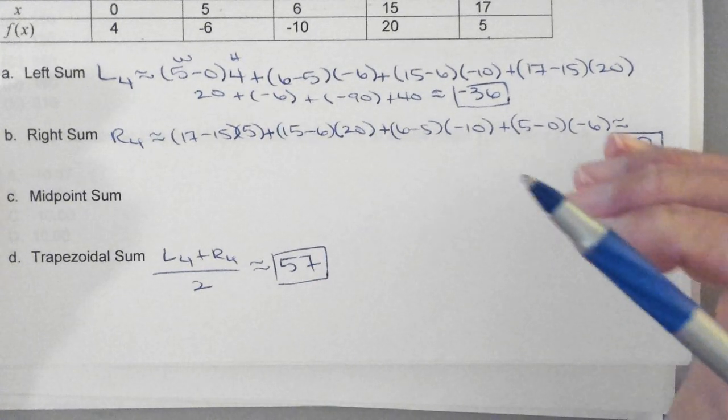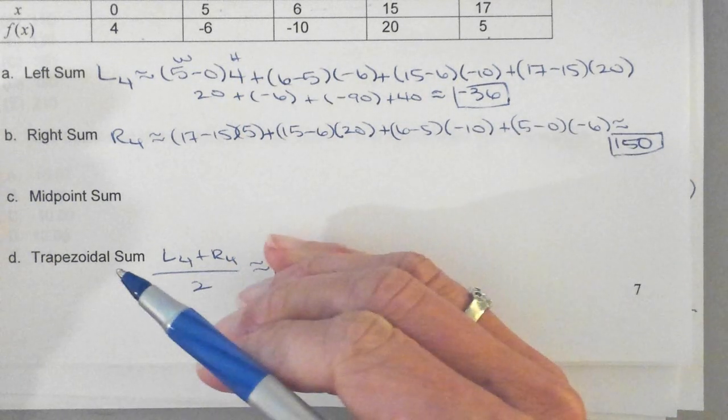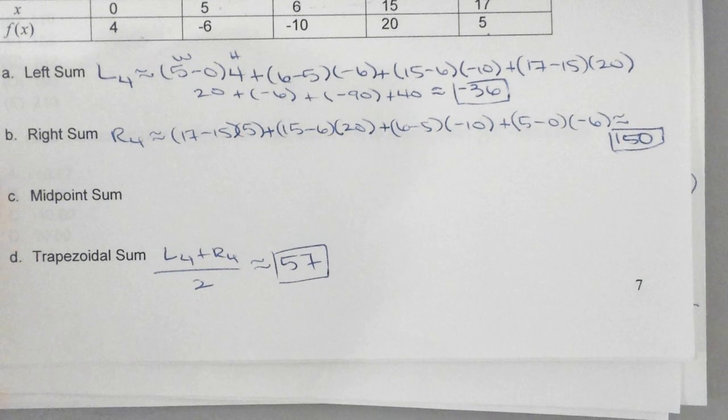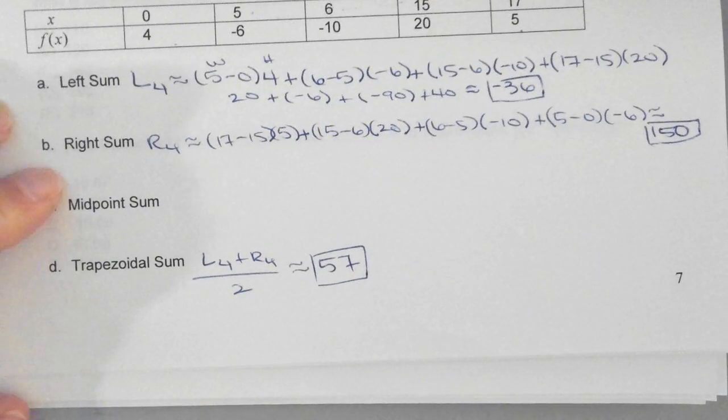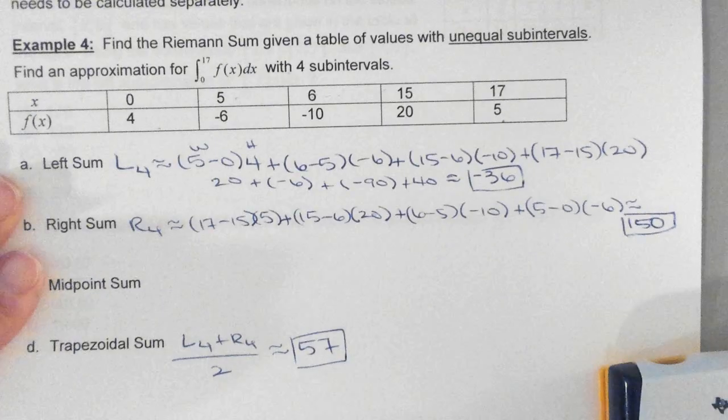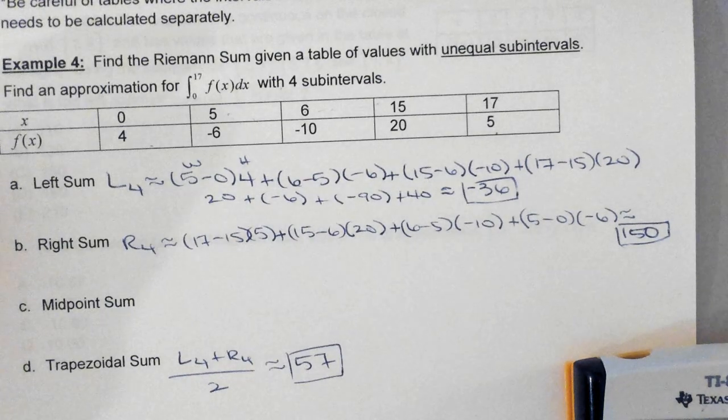Okay, why am I saying that this is the crudest? Look at your values. Negative 36, 150, 57. But look at the problem above. Aren't those values all closer together? Yeah, more accurate. Because the widths were all the same. Okay, let's do the last one. Midpoint. And again, I apologize. I told you this was long.